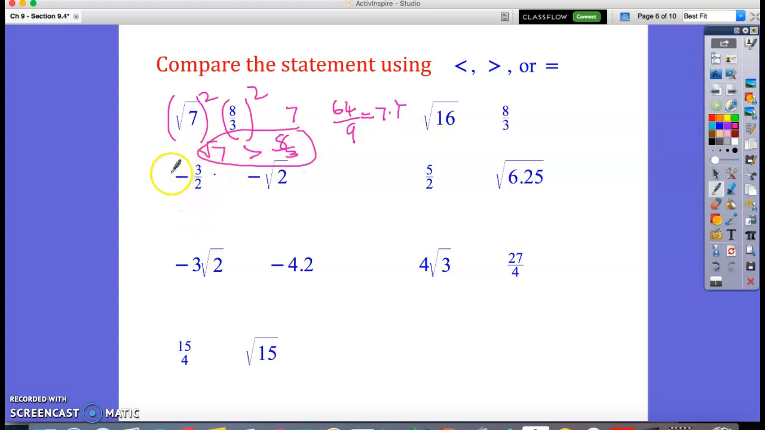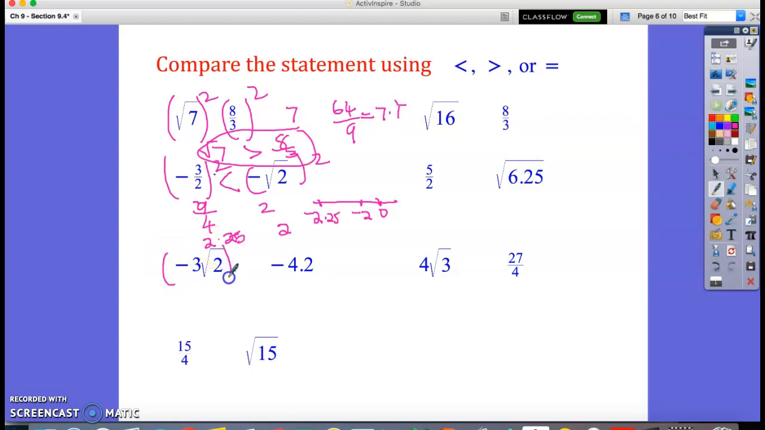Now the same thing. I square both sides, so I get 9 over 4 and I get 2. 9 over 4 is what? 2.25, right? 2.25 and 2. Since these are negative numbers, this is our 0 and this is negative 2 and this is negative 2.25. So negative 2.25 is smaller than negative 2. So you would say this is smaller. Negative 3/2 is smaller than negative square root of 2.